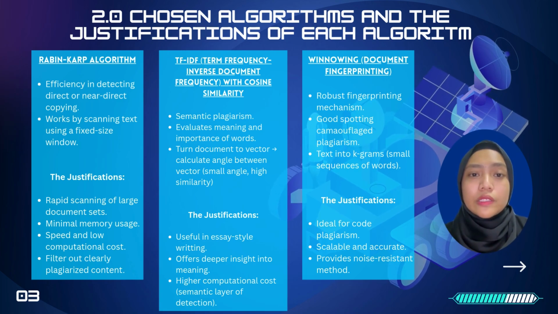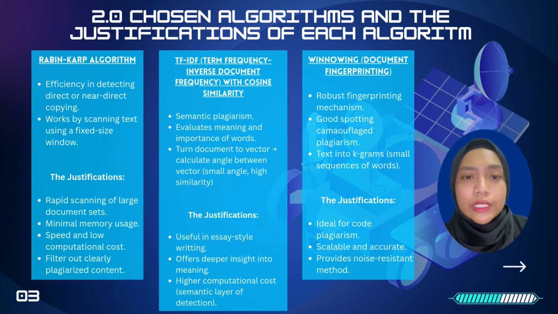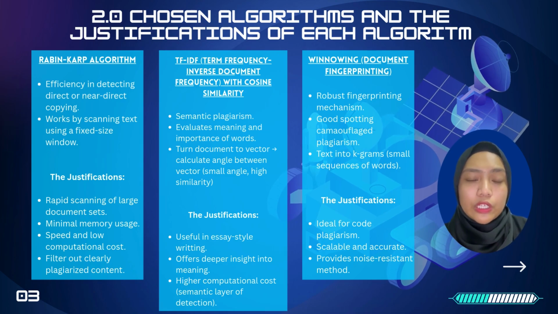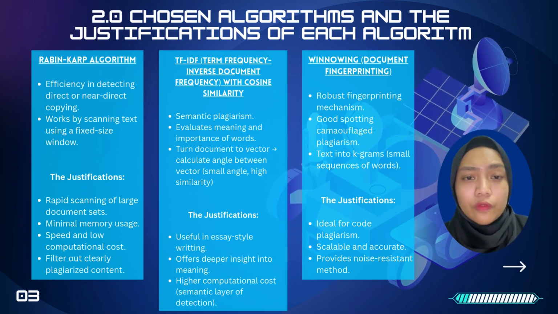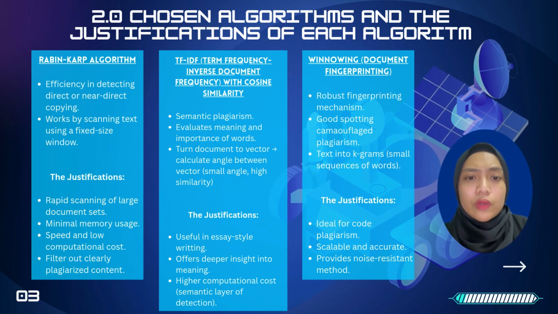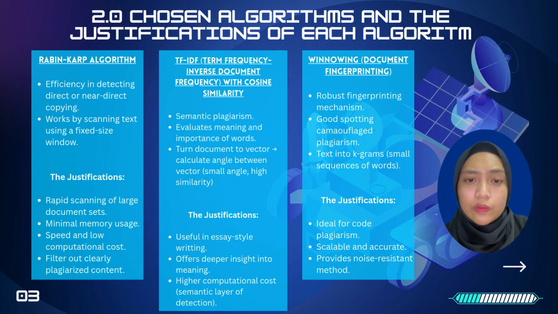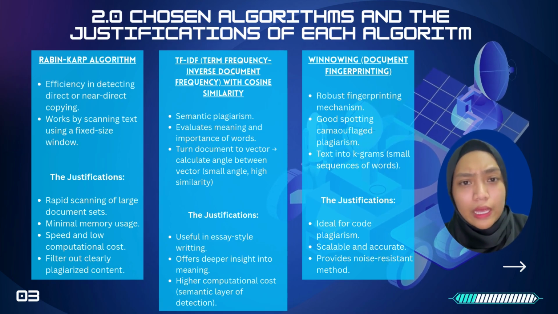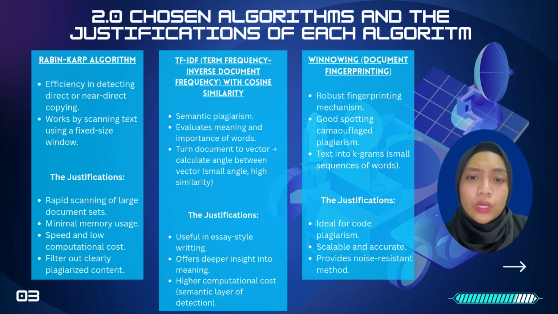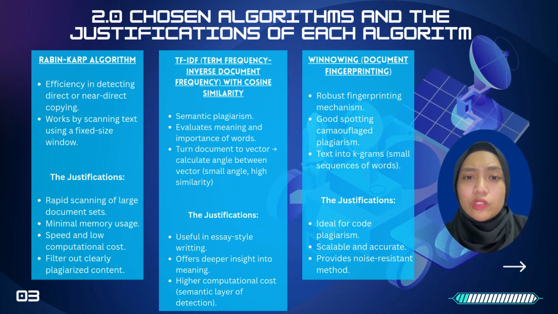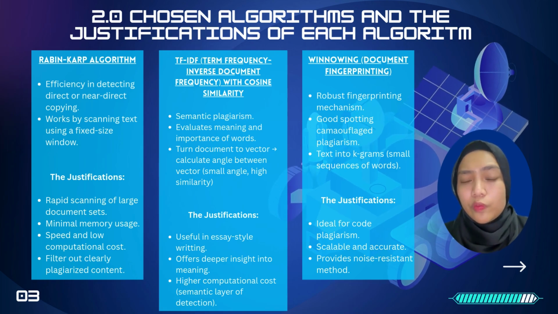So why these three? It is to ensure fairness and efficiency in plagiarism detection. We strategically combine these three algorithms. The first one, Rabin-Karp, detects exact copying quickly and efficiently. The second one, TF-IDF with cosine similarity, finds paraphrase and semantically similar content. And the last algorithm, winnowing, uncovers hidden or structurally altered copying through fingerprinting.